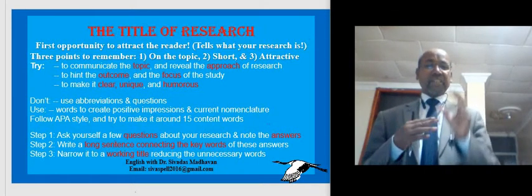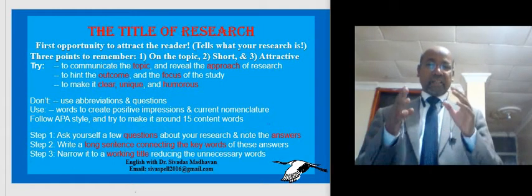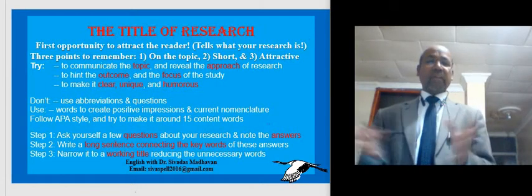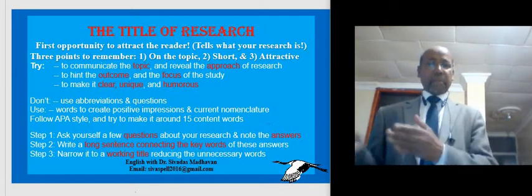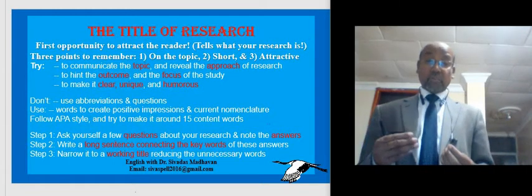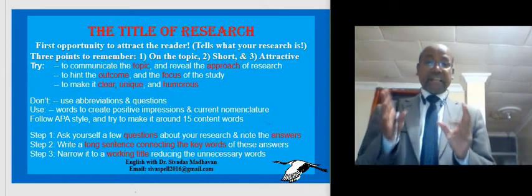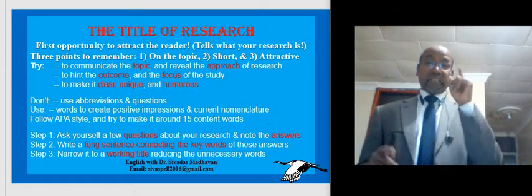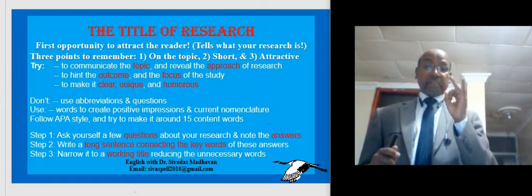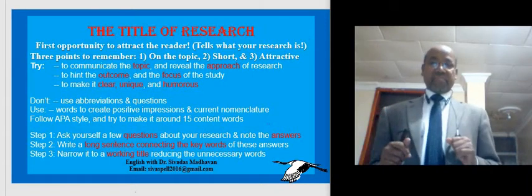The content words means the main words, the lexical words. The content words are nouns, adjectives, verbs, or adverbs. All the other grammatical words can be as many as you want. That also you have to use carefully with grammatical accuracy. So the 3 points, remember, it must be short, it must be on the topic, and it must be attractive.